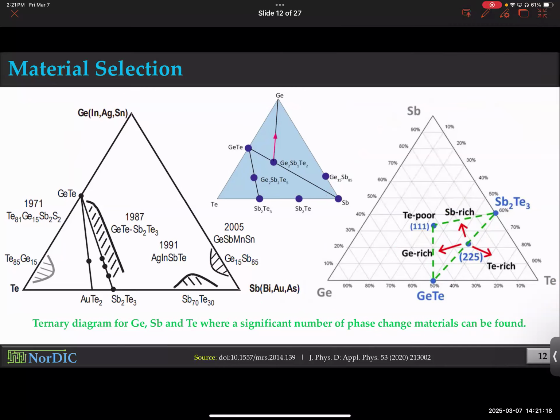No, this is not the lattice plane. Basically, what it is telling you is, imagine you start with antimony and germanium. How much of each material are you mixing with each other? For example, if you take one point, how much antimony, how much germanium, how much tellurium are you mixing to get this GST?